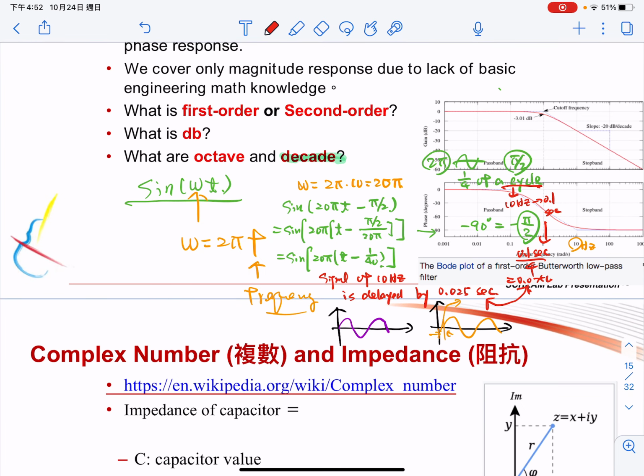Okay, but in this module we will only talk about the magnitude response, but the phase response I just want to let you know.